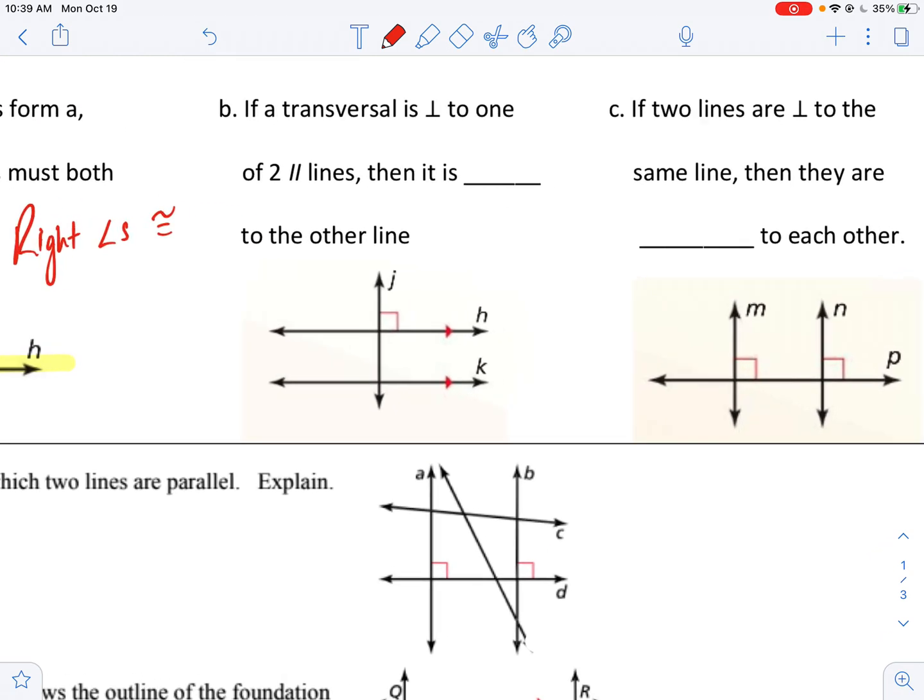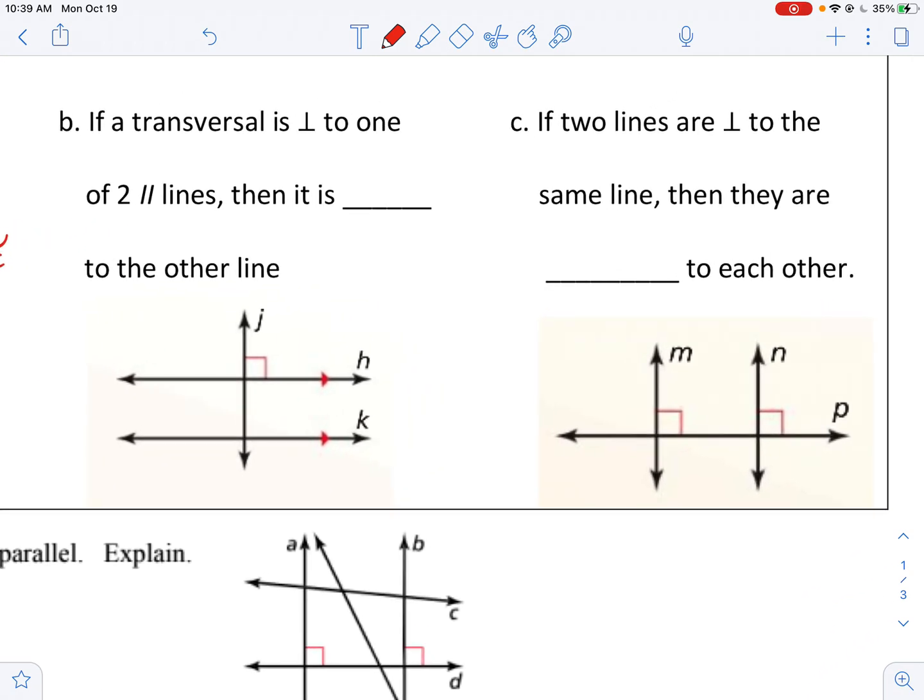And our two more important theorems say that if a transversal, here's my transversal, J, is perpendicular to one of my two parallel lines, so it forms a right angle, then it is what to the other line? What relationship does it have? Let's check out our corresponding angles. They're in the same location, and we know that corresponding angles must be congruent. So if that's 90, then this must be 90.